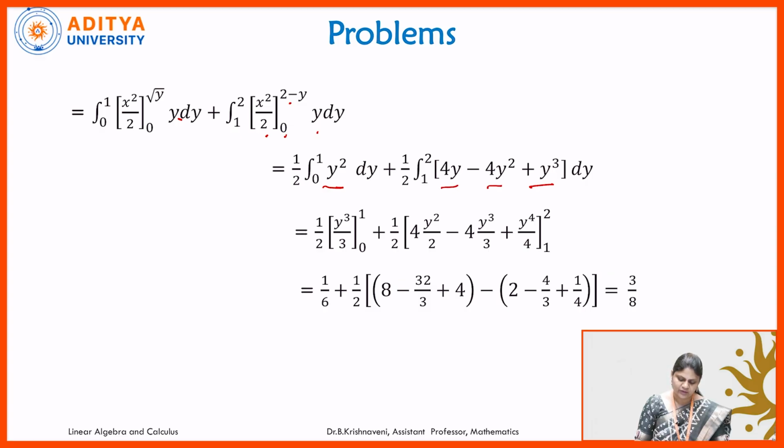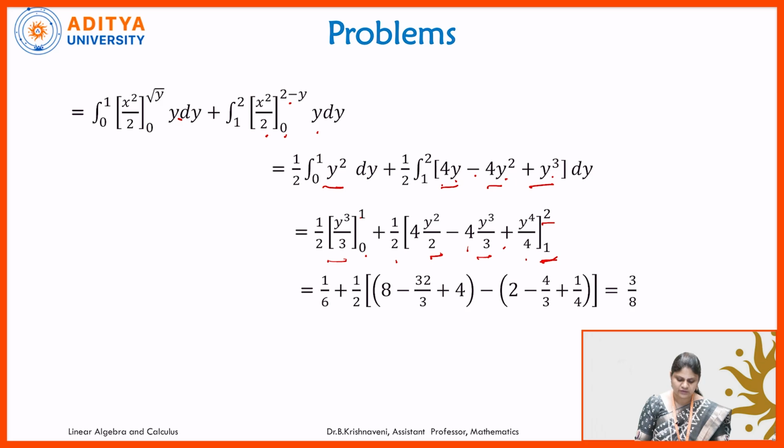Now do the integration with respect to y: 1 by 2 into y square integrates to y cube by 3 between the limits 0 to 1, plus 1 by 2 into, now integrating, 4 into y gives y square by 2, minus 4 into y square gives y cube by 3, plus y cube gives y power 4 by 4, between the limits 1 to 2.